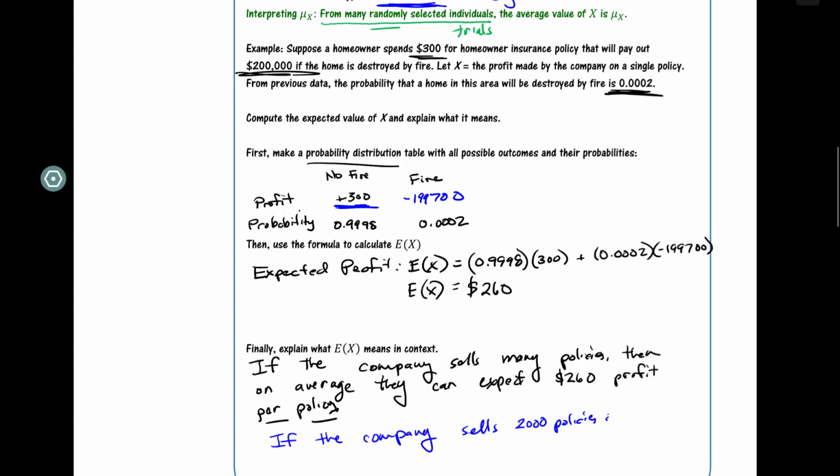They would expect a profit of 2,000 policies times that expected profit, and that's going to get you $520,000. That's how much profit they can expect just from selling these 2,000 policies. And what that's going to do is take into account the rare chance that they may end up having a home destroyed by fire and they still have to pay out. So very, very powerful tool, the expected value. Interpreting it is super important.